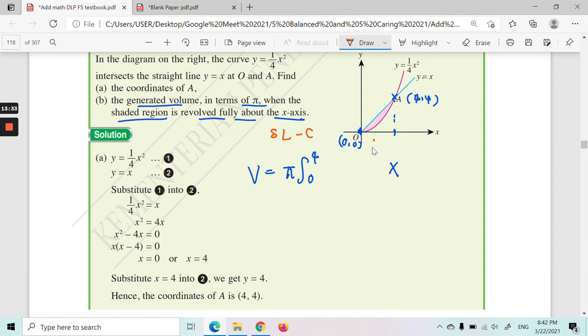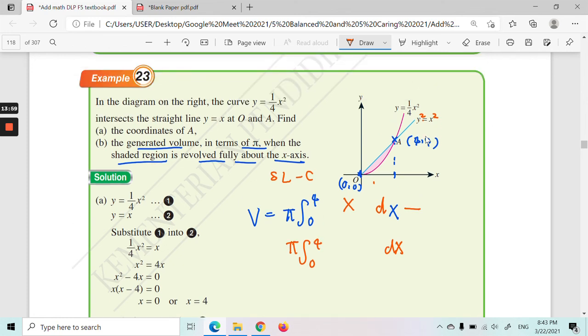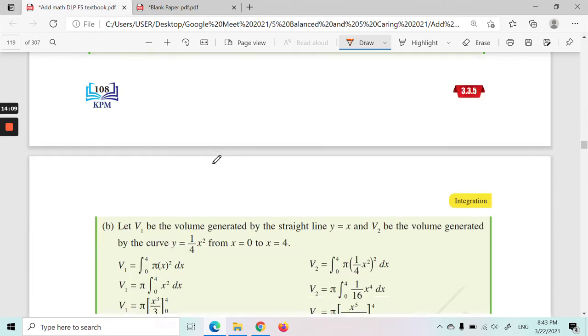So do the same thing. Volume equals pi integrate from 0 to 4 dx. For the straight line, the equation is, if here is x, we need to substitute y squared, right? When you substitute y squared, meaning that y squared is x. Then minus pi integrate the curve dx, also from 0 to 4. Here is x, so substitute y squared. So y squared to the power 2, meaning 1 over 16 x to the power 4. Then you continue, do the integration like usual.